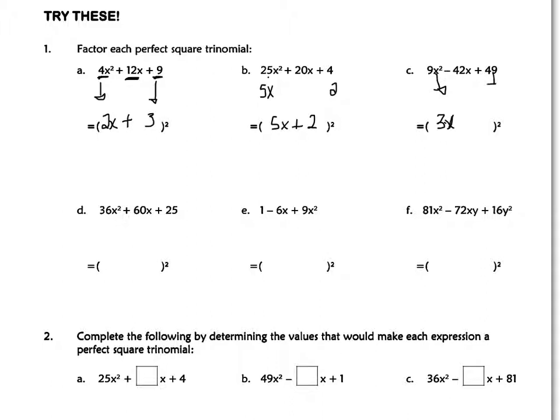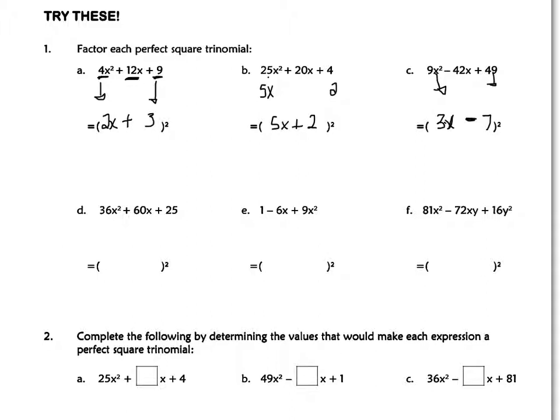This one here would have a square root of 7. And if you multiply 3x by 7 and double it, you will get 42. But because the middle term is negative here, we have to have a negative in between these two. So the factors of this trinomial will be 3x minus 7 times 3x minus 7, or 3x minus 7 all squared.